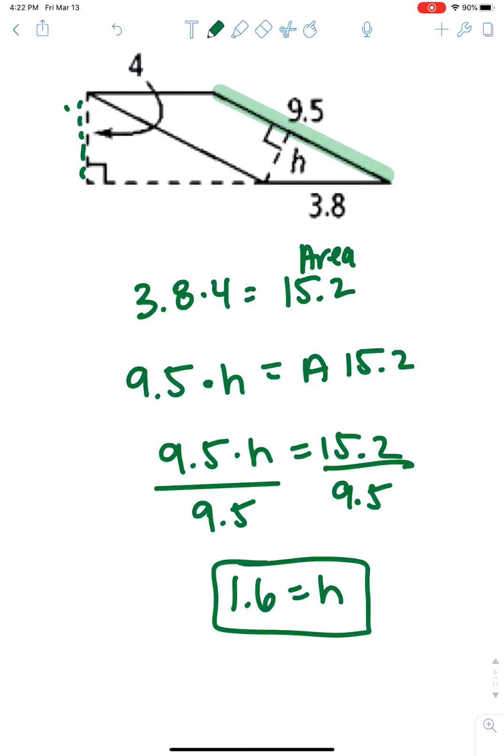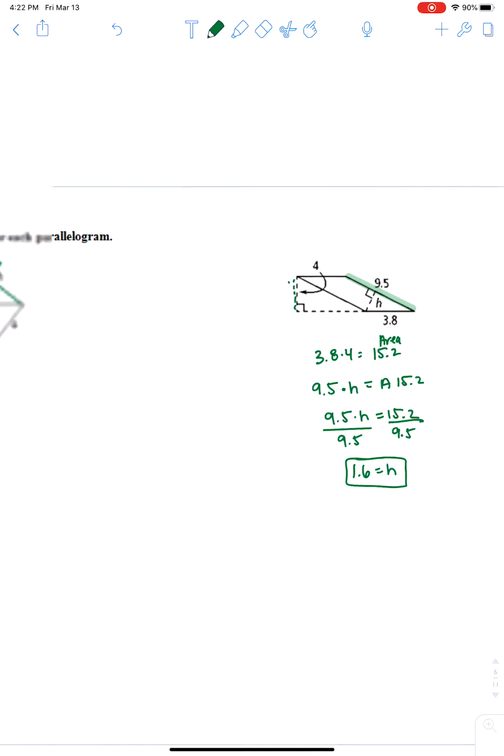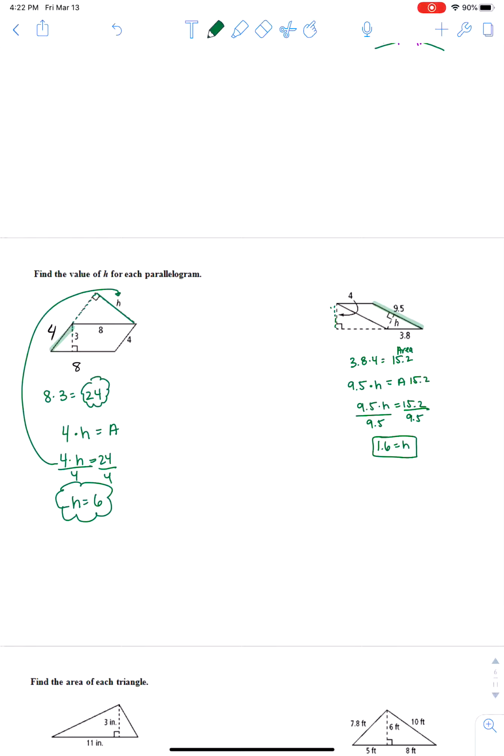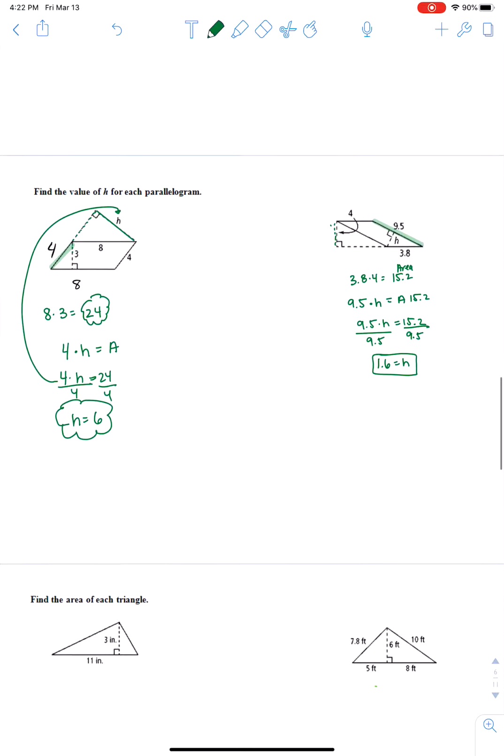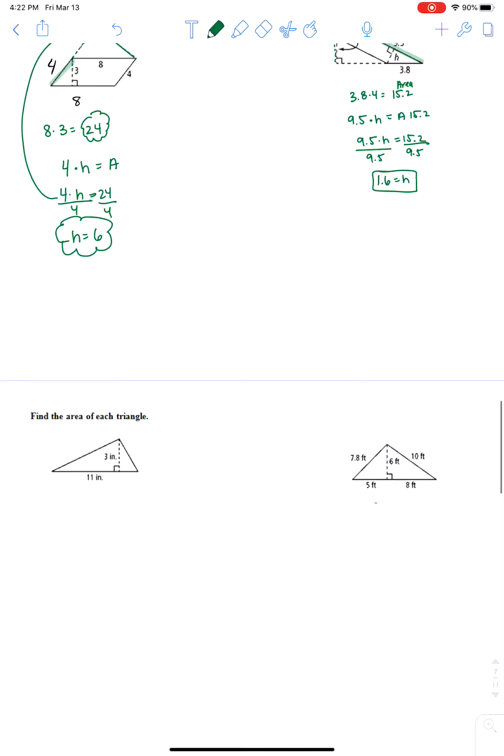So the height really depends on which way you're looking at it. The base could be 3.8 and the height 4, or the base could be 9.5 and the height 1.6. So we're just looking at some of these shapes we know in a little bit different of a way. Let's review area of a triangle.